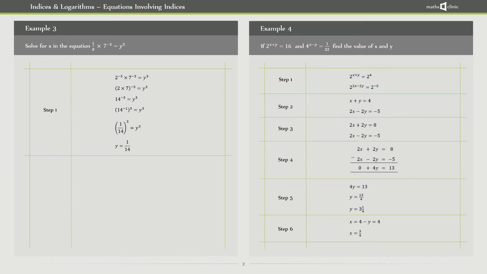Sometimes you have quadratic equations, to be honest, but we're not going to go into all of that today. And yes, that would bring us to the end of this lesson.